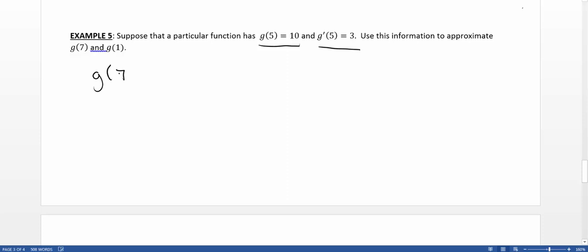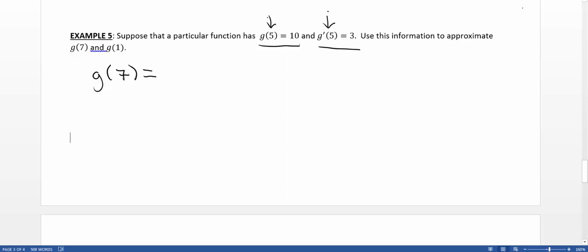So these are two different problems. So let's start with g of 7. Our formula says that f of x is going to be approximately f of a plus f prime of a times delta x. Well, here, this is my f of a, and this is my f prime of a if I'm matching it up to the formula.